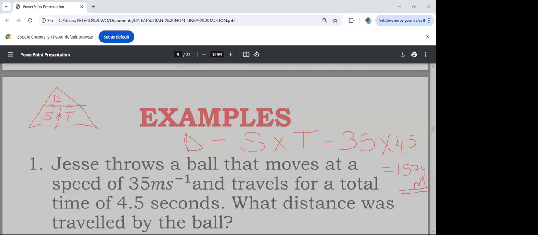So we have the answer to our example one, which is 157.5 meters. And we have got this by using the formula: distance is equal to speed times time, because they had given us speed and time. So that is what we used.